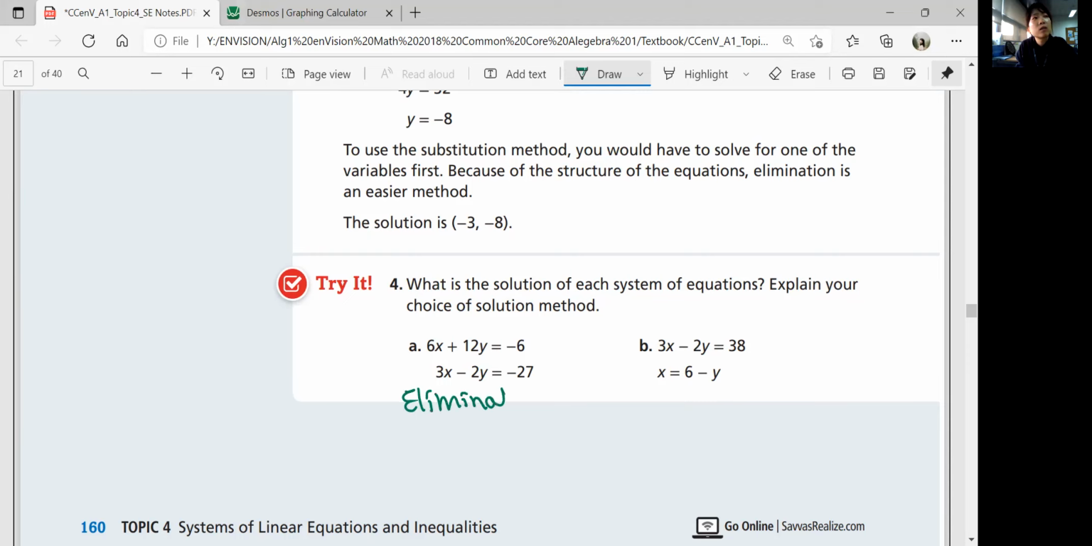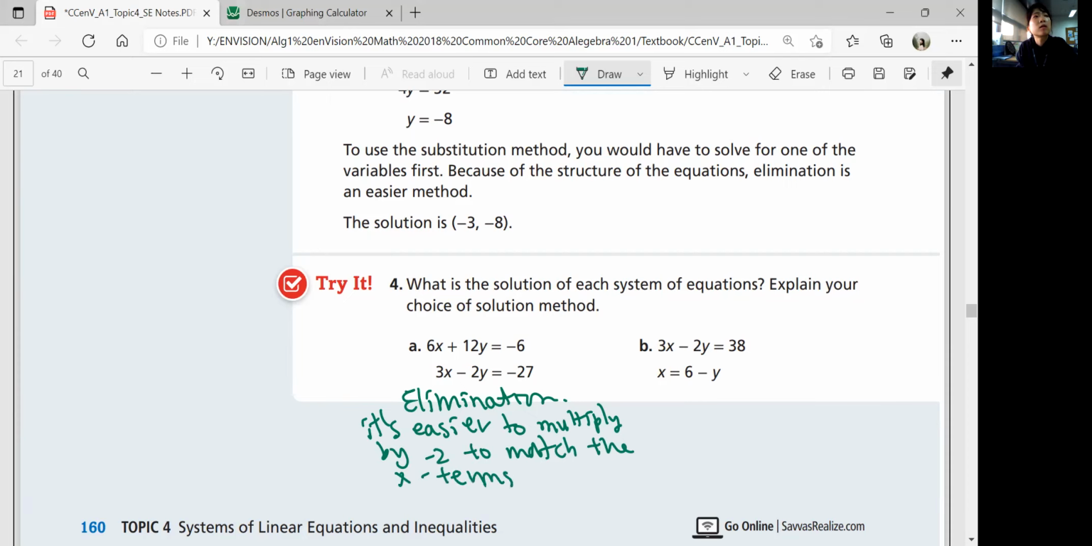elimination because it's easier to multiply by -2 to match the x terms than solving both equations for a variable.